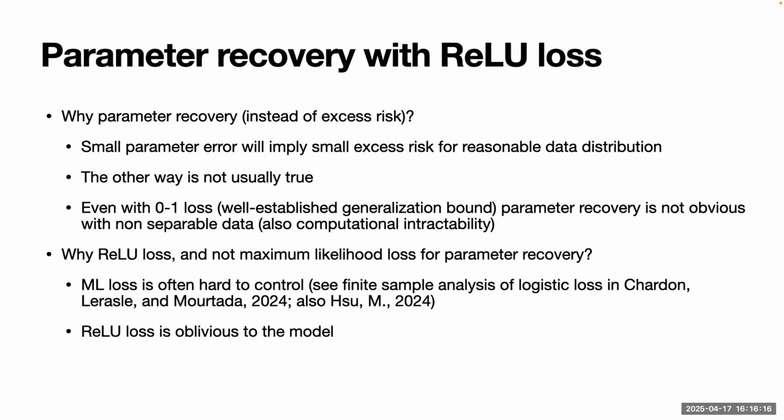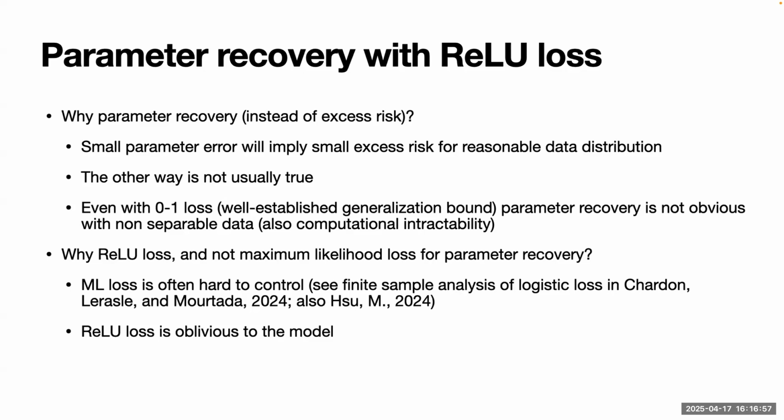It turns out that for many of these noisy half-space type problems, the maximum likelihood loss, which would have been the optimal thing to do, is pretty hard to control. It's complicated. Even with something simple like logistic loss, there are very recent papers on them, and the analysis is not very straightforward. Furthermore, the ReLU loss is oblivious to the model. As I said, given just these X, Y points, you don't need to know what statistical model generated them, whereas for maximum likelihood type analysis, you need to know the statistical model. So this is sort of a universal algorithm.